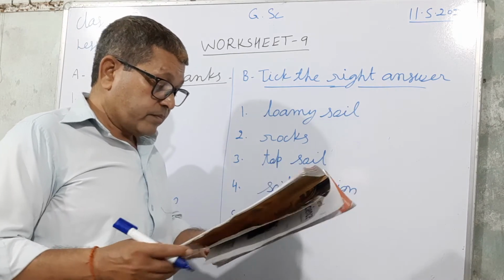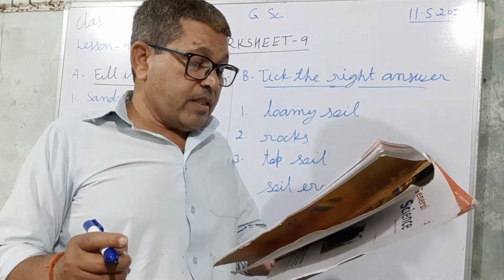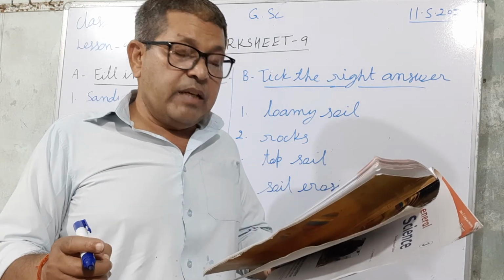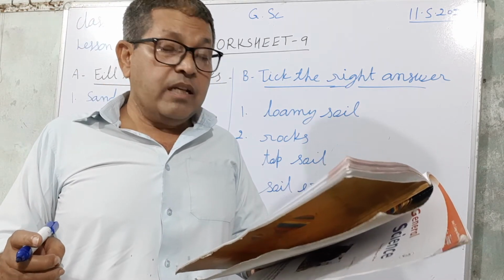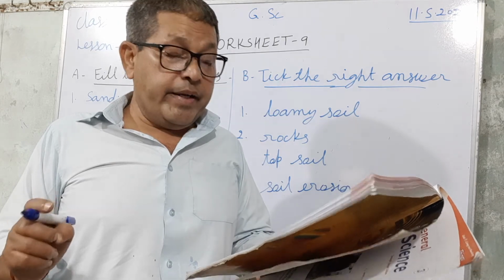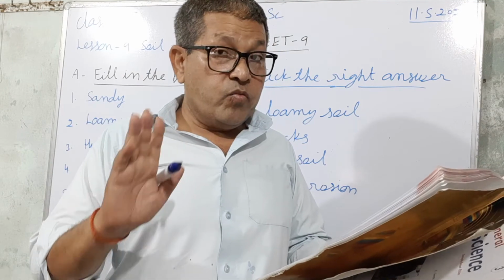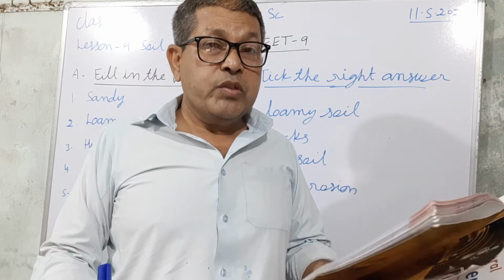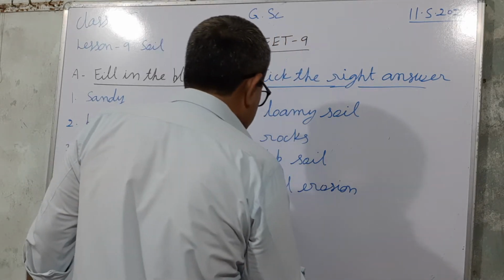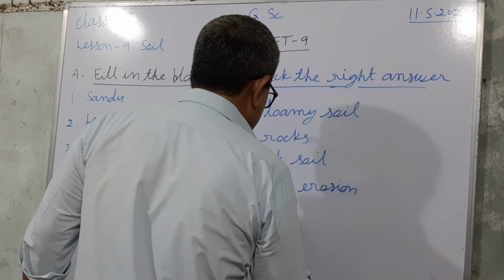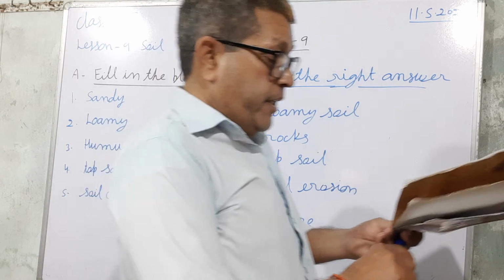Now fifth, farmers make the soil fertile by adding. Three options are given: air, water and manure. So here manure will be the correct option. Manure.